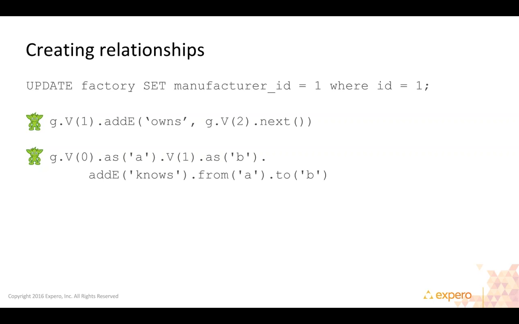This as lets you alias particular parts of your traversal, kind of like in SQL, how you could alias a particular column name and then refer to it with that column name in other spots in your query. So here we're grabbing vertex 0, aliasing it as A, and then vertex 1, aliasing it as B, and then our addE looks like the same step as before, but it's a little different here. We're just giving it the label and then defining a from and a to, and that connects those two vertices together.